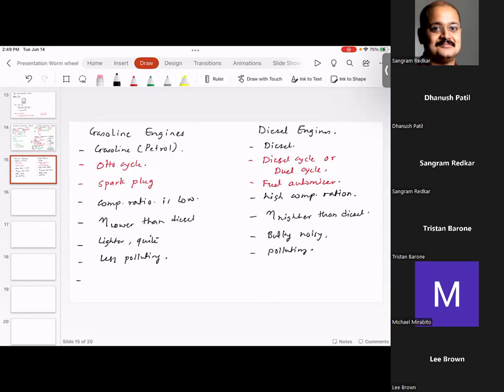Because of that, the gasoline engines are used for low power application and diesel for high power application. So you will see all the trucks, semis, they use diesel engines, while automotive cars and small engines like a weed whacker engine and other engines, they use gasoline. So these are the main differences between two common types of engines.